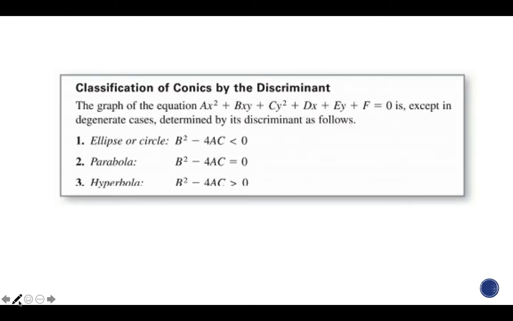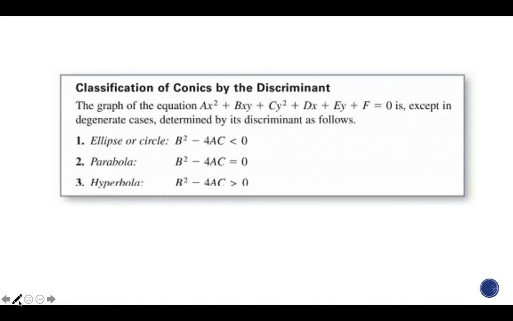First off, as we think about that equation in its expanded form, ax squared plus bxy plus cy squared plus dx plus ey plus f equals 0, we can take a look at that and analyze, by looking at the discriminant, which type of conic section we have.